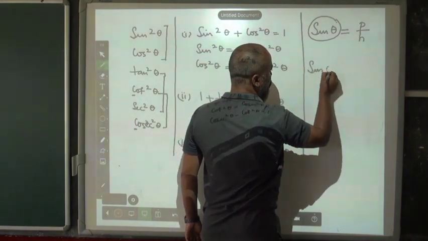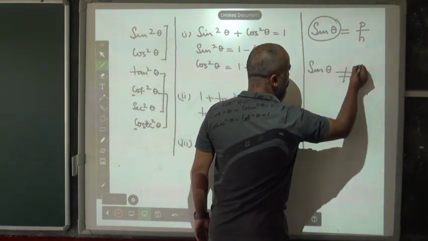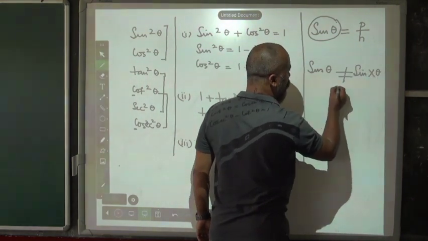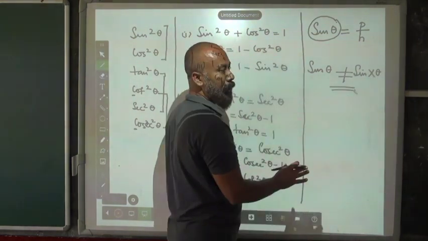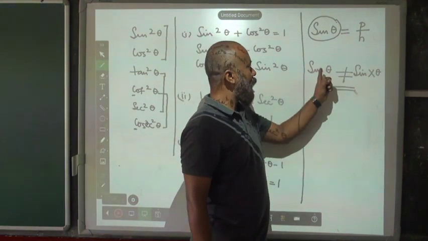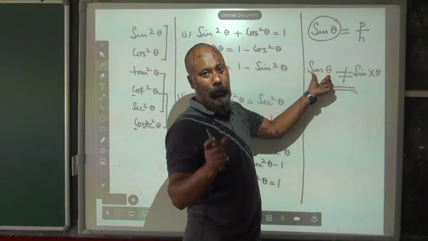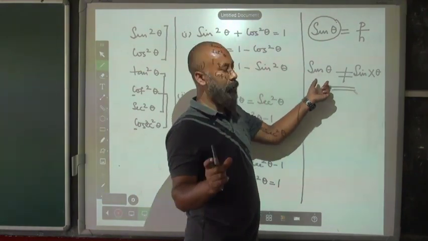Sine theta is not sine into theta. Please try and remember that sine theta is not sine into theta. They are not two separate values. Sine theta gives you one single value.